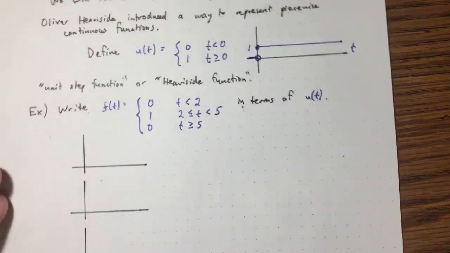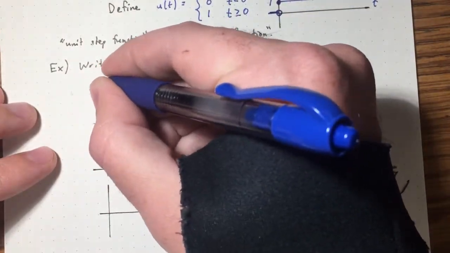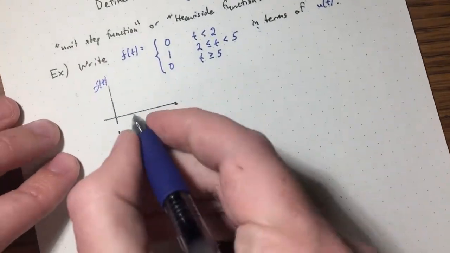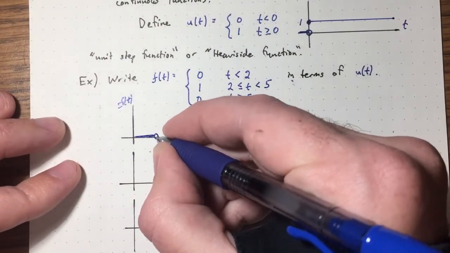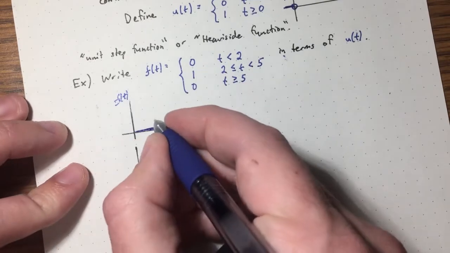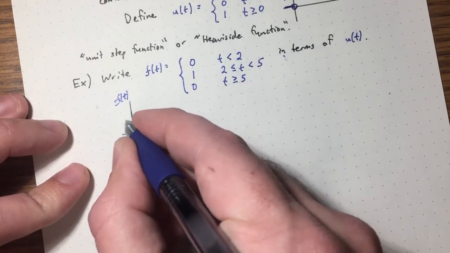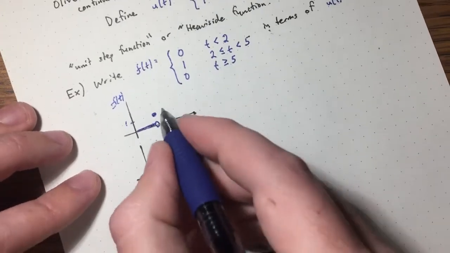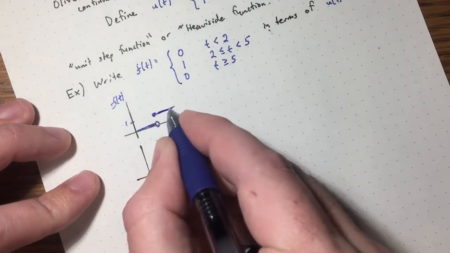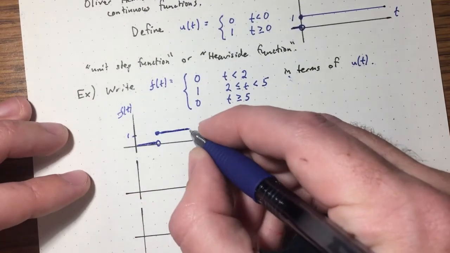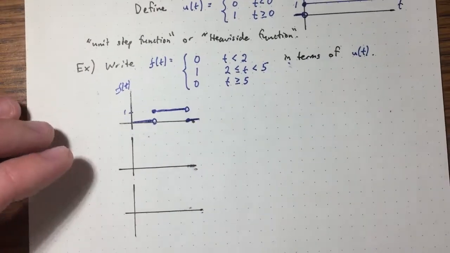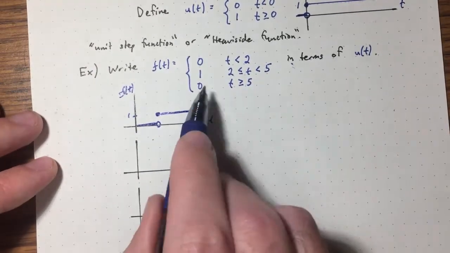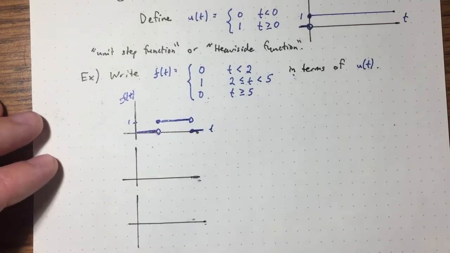Let's go ahead and graph f of t. So we're 0 until t equals 2. And then I'm going to put a closed circle there because then I immediately take the value 1 at t equals 2. So there's the value 1. And then I'm going to stay at 1 until t equals 5. And I'm going to put a closed circle there and an open circle down here at 0. And now I'm at 0 for the rest of the time. Okay.